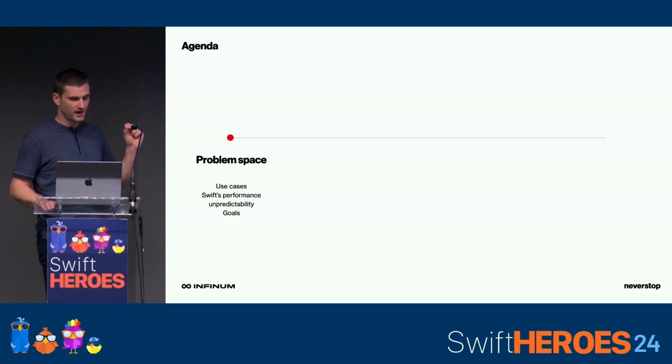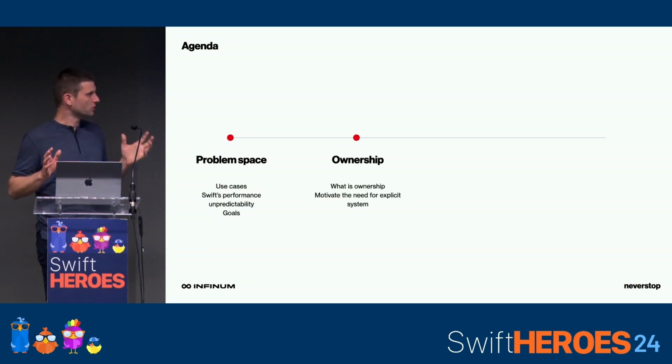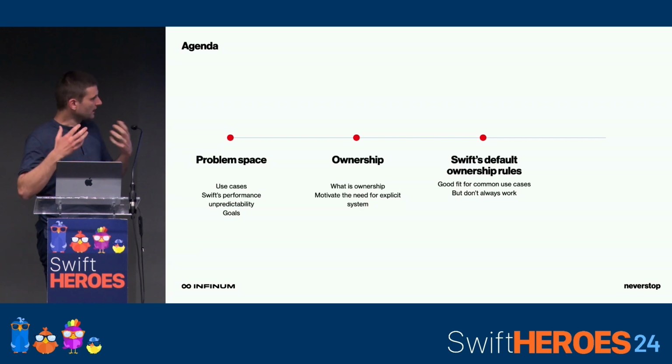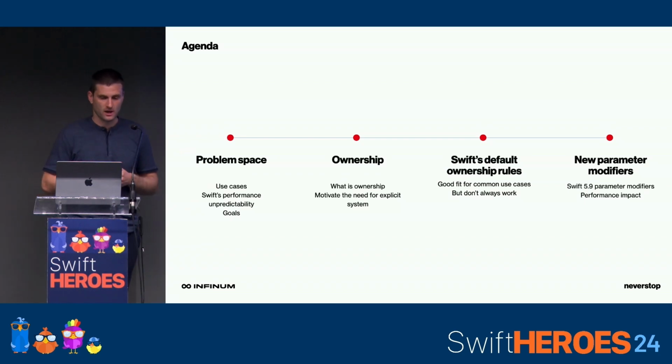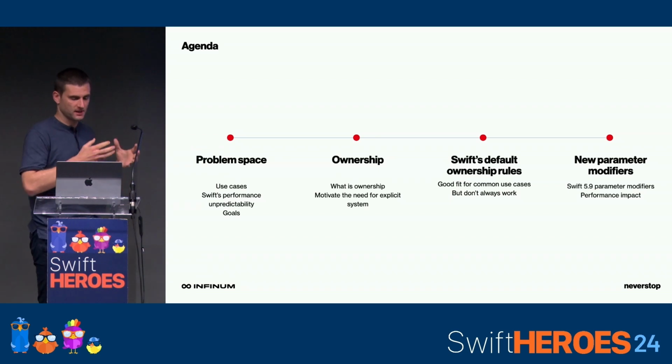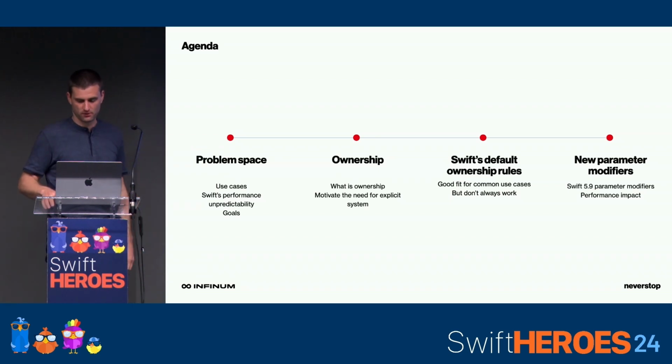We will look into why Swift's performance can be unpredictable, the performance of idiomatic Swift. We will look into the idea of ownership, what it is, and motivate the need for it, which will lead us to Swift's default ownership rules and how they work. And finally, we will address new parameter modifiers from Swift 5.9 and how they can help us address issues that might arise from default ownership rules.